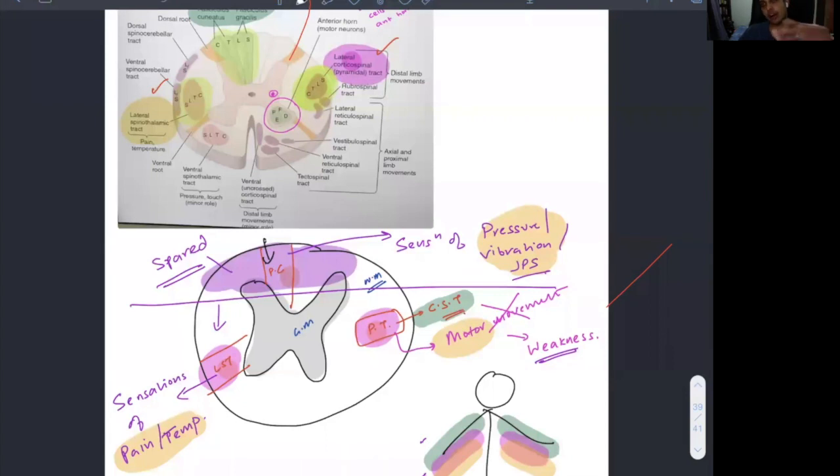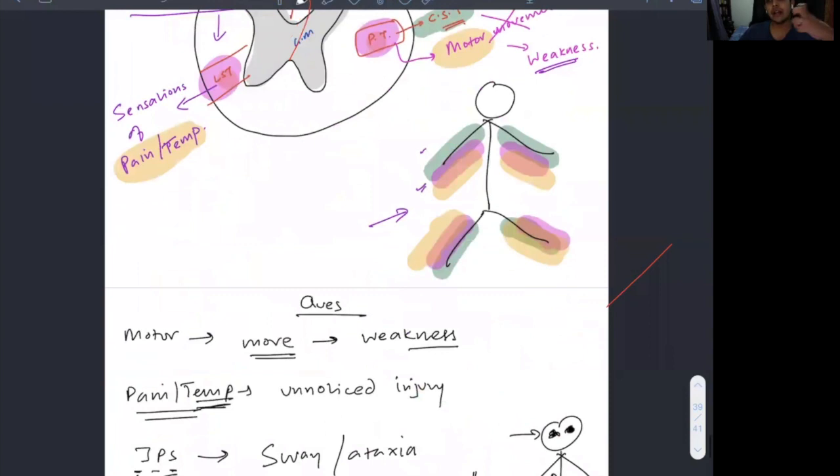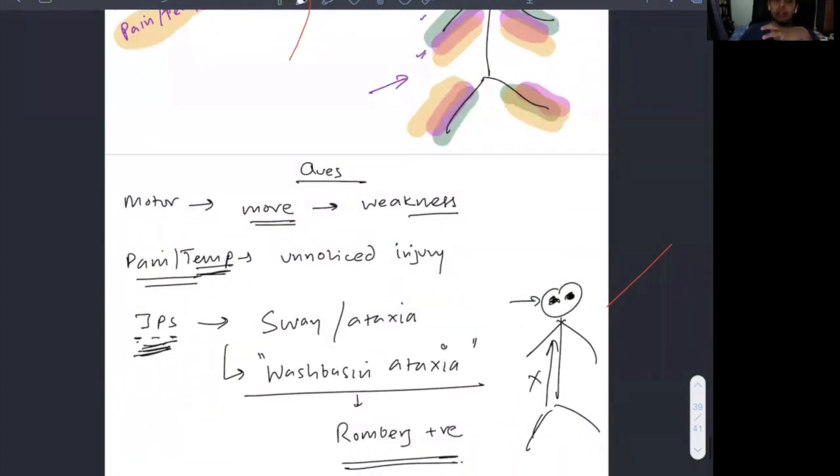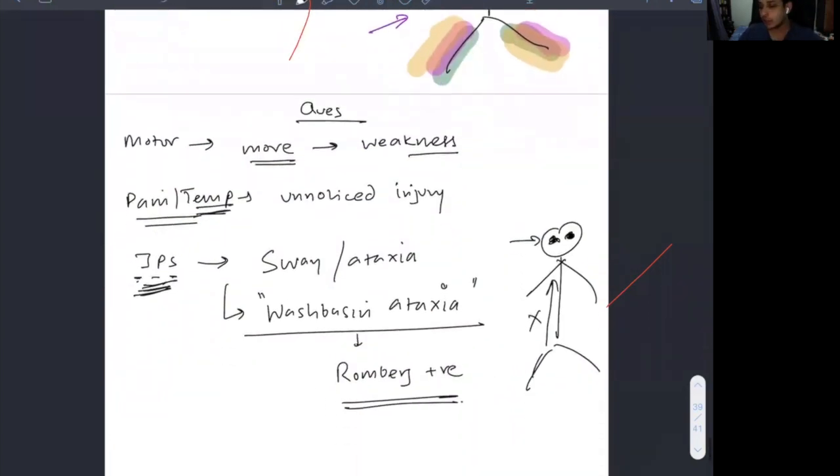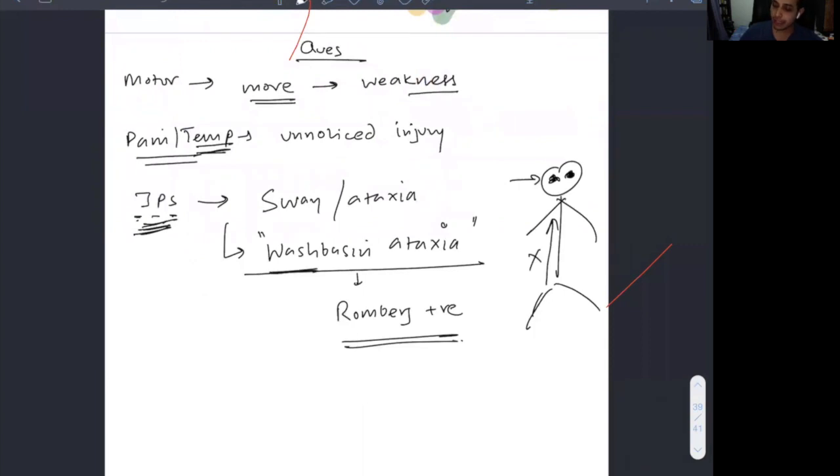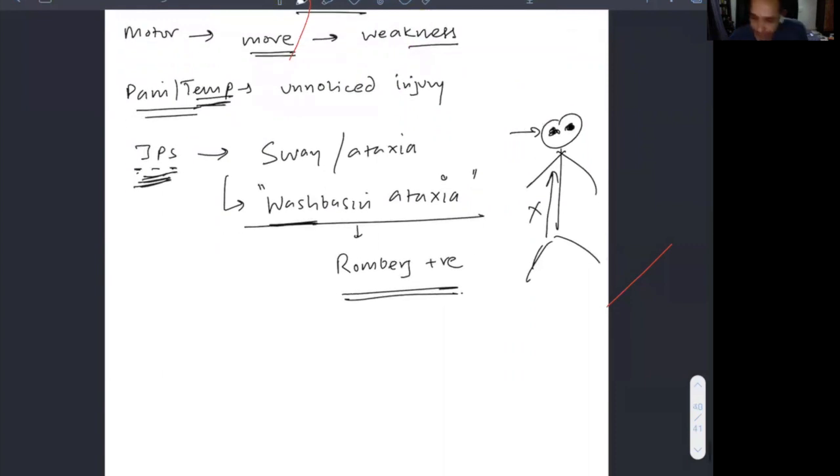So if this is gone, and if your eyes are closed, then that means you have no help. So then you will suddenly lose your balance. So what wash basin ataxia means is that in the morning, when the patient suddenly closes his eyes on washing his face, he will have a sudden attack of giddiness or imbalance. So that is called wash basin ataxia.